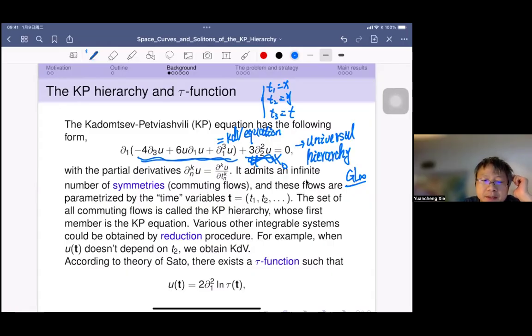Okay. So according to the theory of Sato, there is actually a tau function in this form. We can write u of t as a second derivative of log tau. And if we don't know anything about this tau function, then this is nothing but a change of dependent variables.